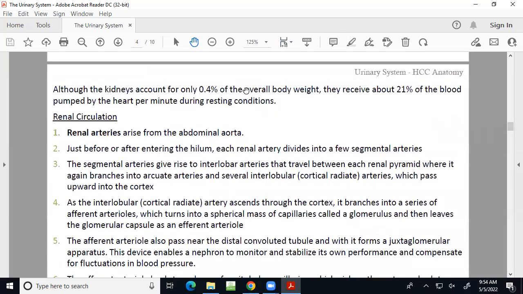Even though your kidneys only account for 0.4% of your overall body weight, they receive about 21% of your blood pumped by the heart per minute during resting conditions. So right now, as you're sitting here listening to me talk, about 21% of your blood is going to those very small organs.